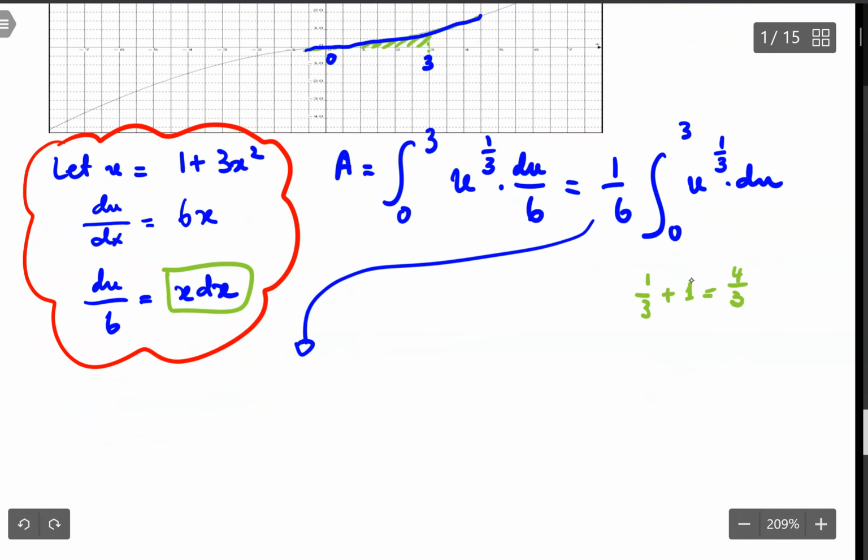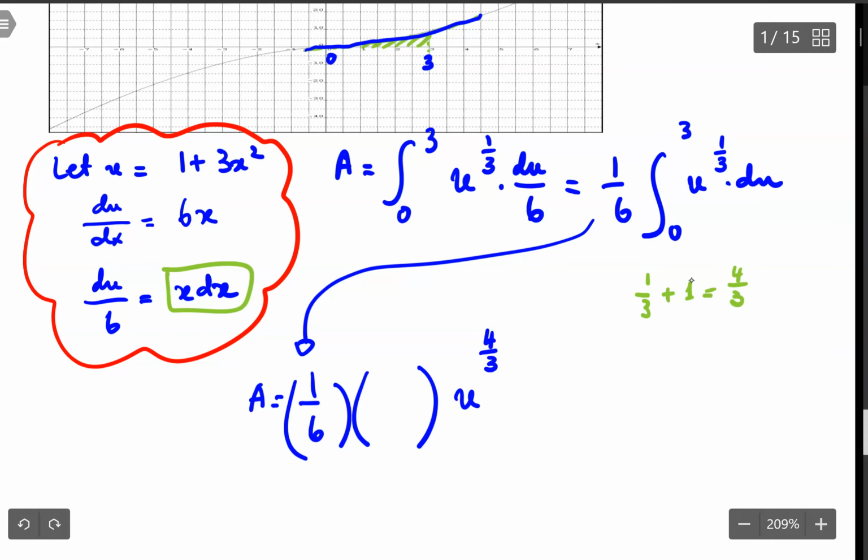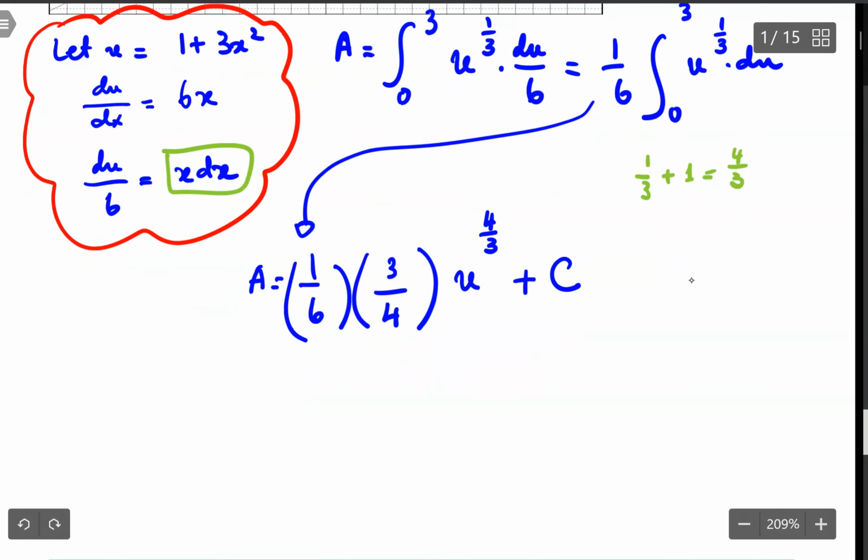What I have next is A equal to 1 over 6, and I'm going to multiply by the reciprocal of 4/3. So u raised to the exponent 4/3 divided by 4/3 means I multiply by 3 over 4. And what I would ask you to do in this case is to add plus C, because you haven't applied the fundamental theorem yet. Now this is our next step. I want to emphasize to everyone that the notation is actually quite important.